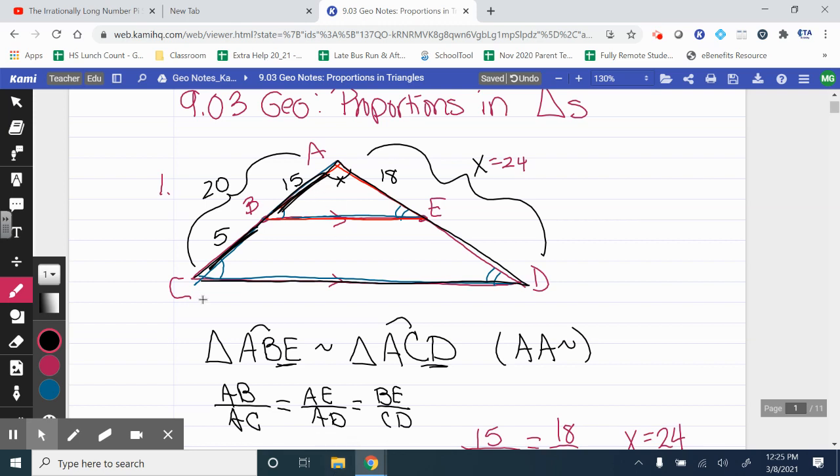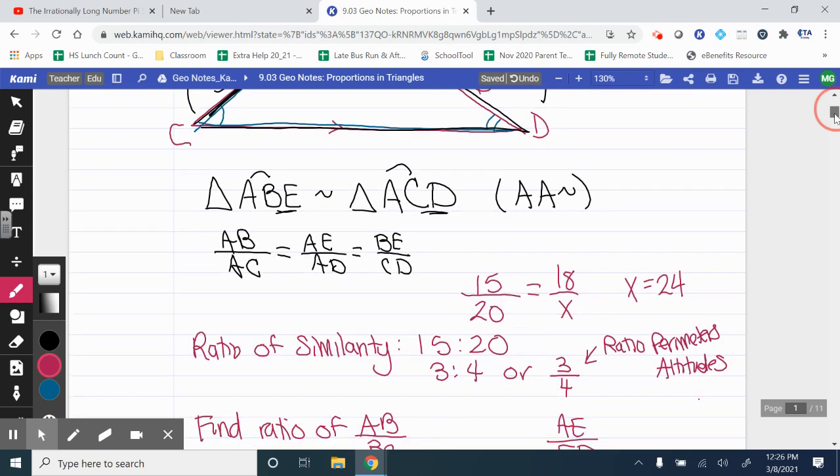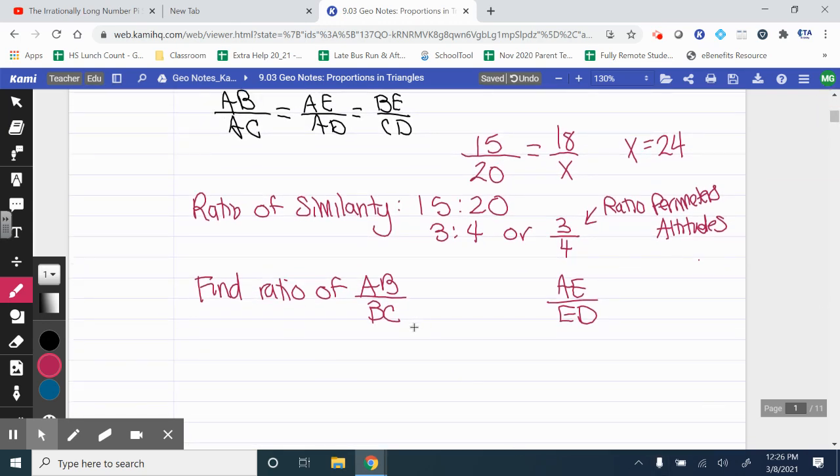So actually let's finish this one here. So we've got the ratio of side AB is 15 to 5, which would reduce to 3 to 1. Here, we know this is 24 and that's 18. This one's going to be 6 right here. So we do 18 to 6, also reduces to 3 to 1. So here, AB to BC is 15 over 5, or 3 to 1. AE to ED is 18 over 6, or 3 to 1.